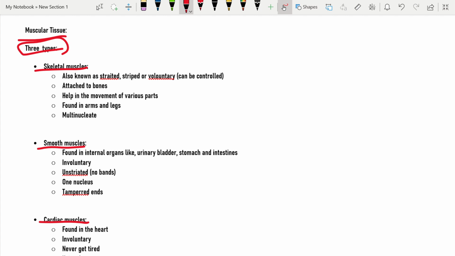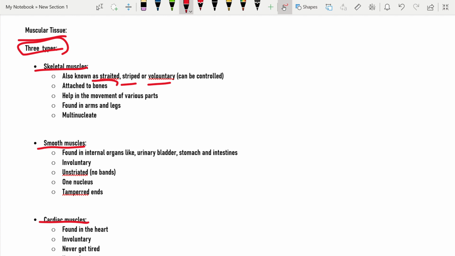Now, what are skeletal muscles? As you can tell, they are attached to bones. They're related to bones, so they're called skeletal muscles. They're also known as striated, striped, or voluntary muscles.